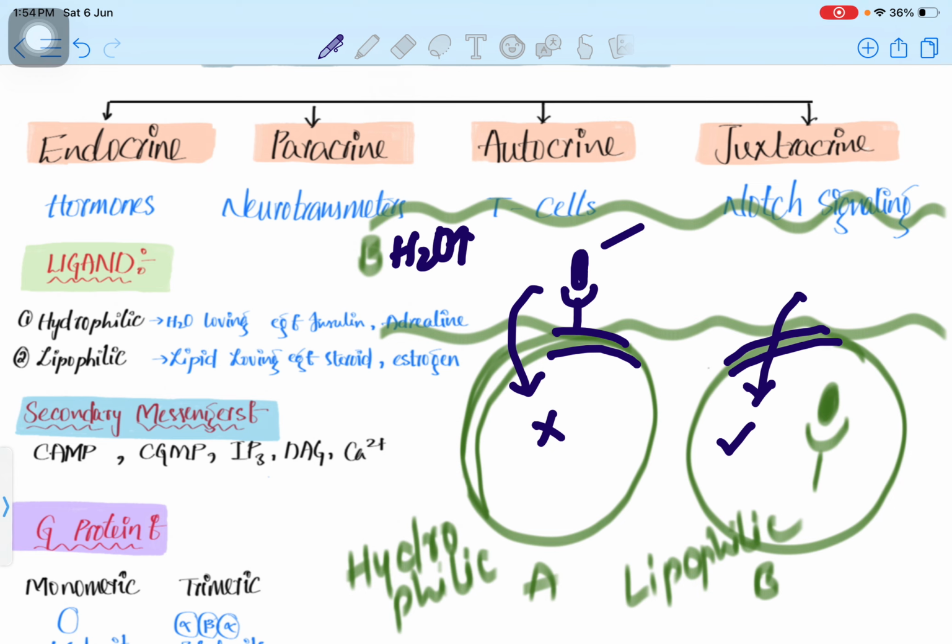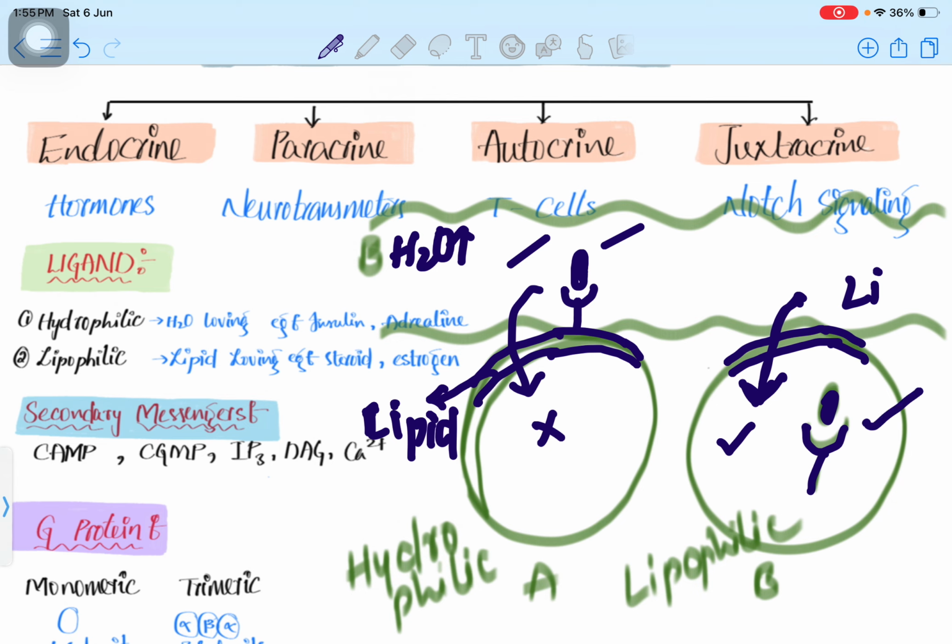Because the H2O molecule cannot interact with the lipid, and the lipid is present in the plasma membrane, we know very well. Our plasma membrane is made up of lipids. So the H2O water will not interact with the lipid, so it will remain in the water region. But our lipid molecule can interact with the lipids, so it can easily travel through the plasma membrane and interact with the receptor inside. So this is what is happening.